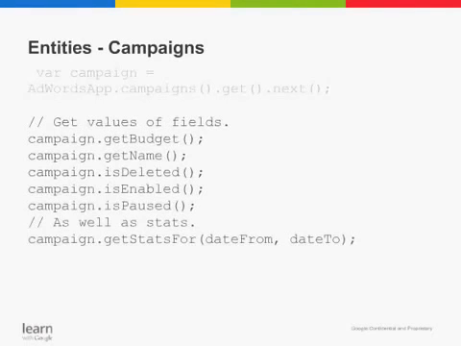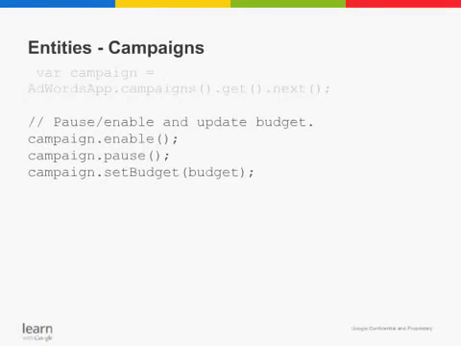You can also get a lot of different values from the campaign, such as the current budget, its status if it's deleted, enabled, or paused, as well as campaign statistics, which we'll talk about in a little bit. For a campaign, we allow you to modify the status, pause, or enable it, as well as update the budget.